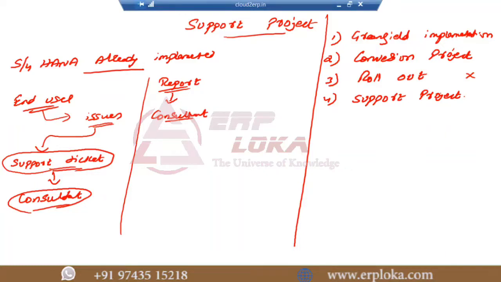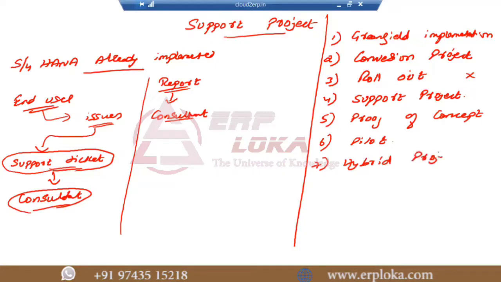Okay. Then we saw what is POC, the proof of concept, which is not used much. Then we saw pilot. This is also not under scope. And we saw hybrid. So these are the types of project. The main things are greenfield, conversion, and the support project. You need to understand what is the rollout also. So these four will be the main types of project. These can be optional types of project. Okay.